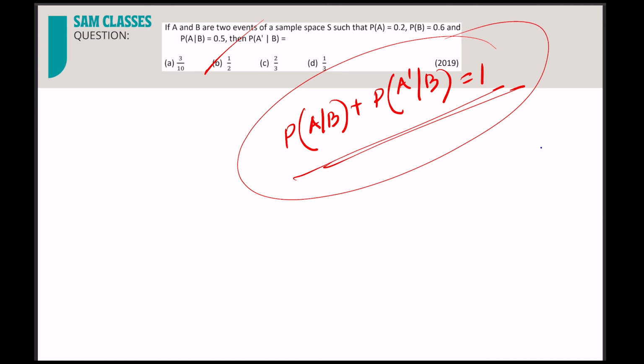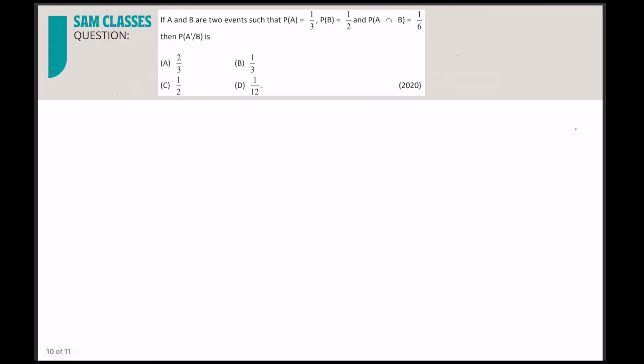Sometimes you can't use it directly, you have to just twist or turn, but you will be able to get the answer. So this is very, very important. It takes less than 1 or 2 seconds. Okay, let's see the next question.